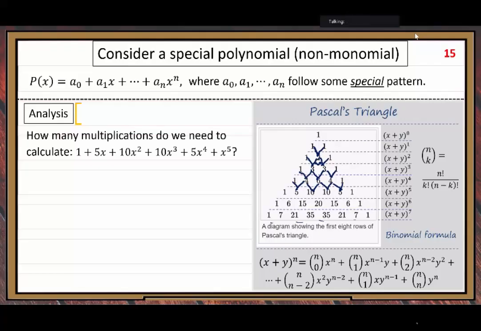So let me ask you this question. By Horner's rule, for this one, 4 multiplications.